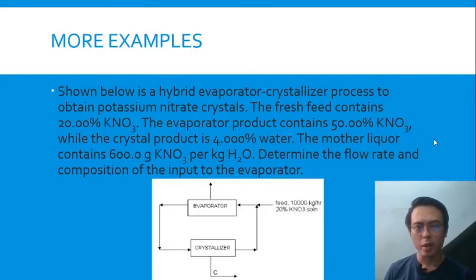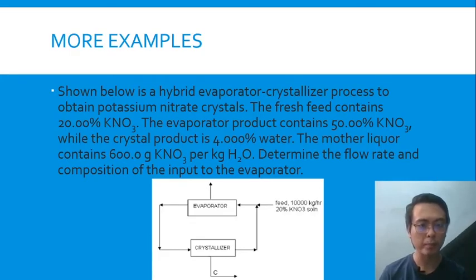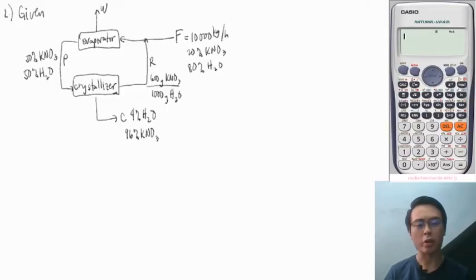Shown below is a hybrid evaporator crystallizer process to obtain potassium nitrate crystals. The fresh feed contains 20% potassium nitrate. The evaporator product contains 50% potassium nitrate, and the crystal product is 4% water. The mother liquor contains 600 grams potassium nitrate per kilogram of water. Determine the flow rate and composition of the inputs to the evaporator. Let me first draw the given. Okay, here is our diagram.